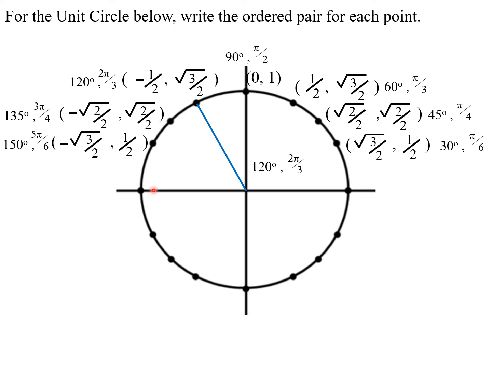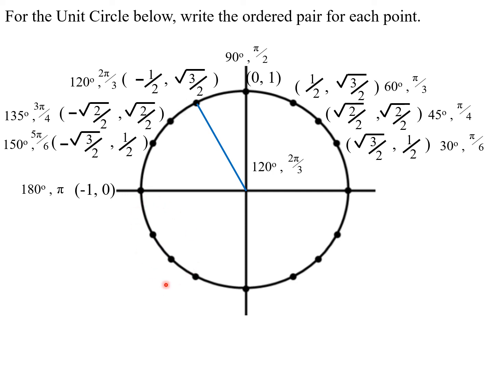Next point, that's a point on the x-axis that has coordinates -1 and 0. And the angle, I shouldn't say reference angle because they're bigger than 90 degrees. This is for an angle of 180 degrees or π. Let's keep going. What are the coordinates of this point?